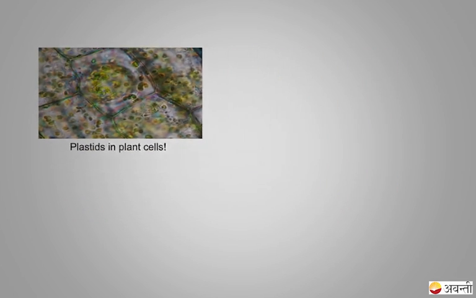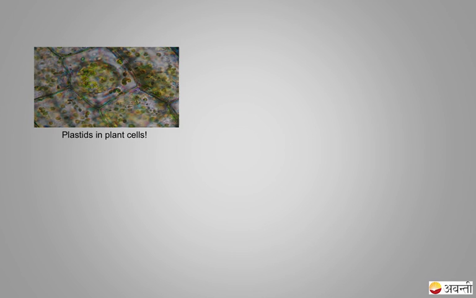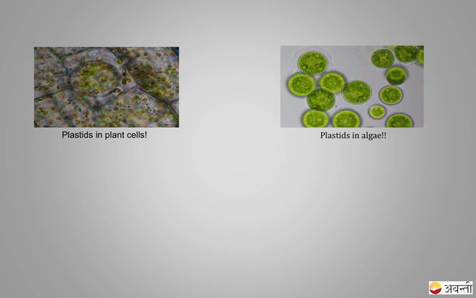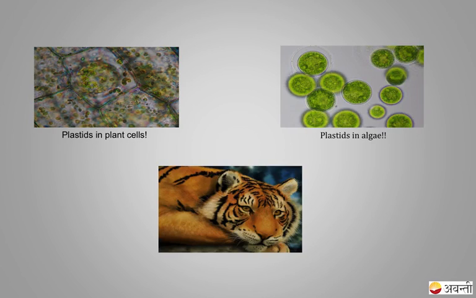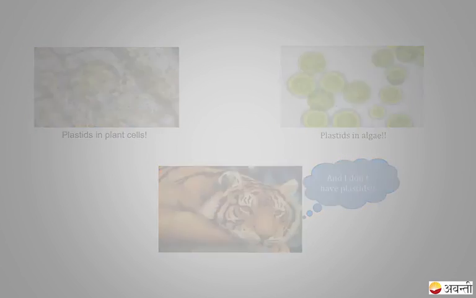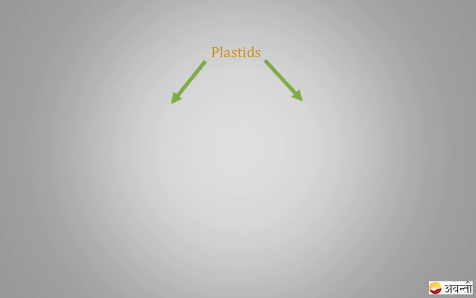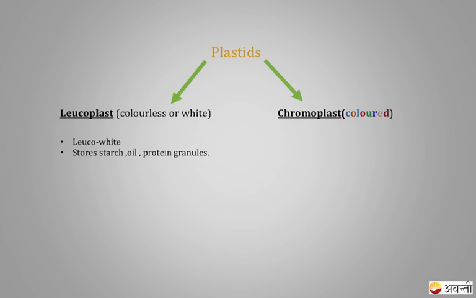Plastids are a cell organelle present in plants and most algae. And note that they are absent in animal cells. Plastids are of two types. One of them is white or colorless and the other is colored. The white or colorless plastid is called leucoplast, leuco meaning white. And the colored plastid is called chromoplast, chromo meaning colored in Greek.